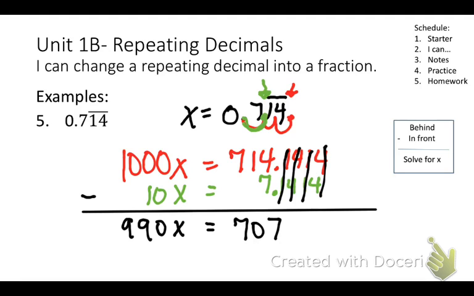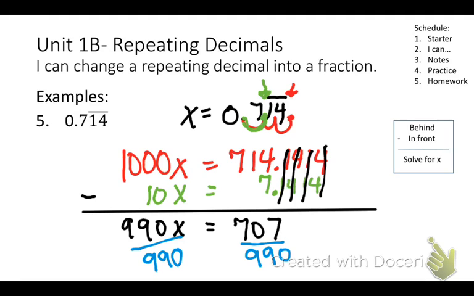x is not alone. What's currently happening to x? Well, it's getting multiplied by that 990. So I need to divide by 990 on both sides. So now I have 707 over 990, and I'm going to see if they simplify.